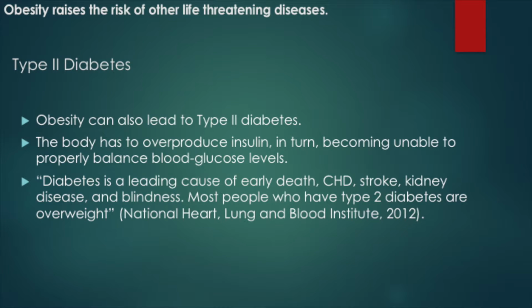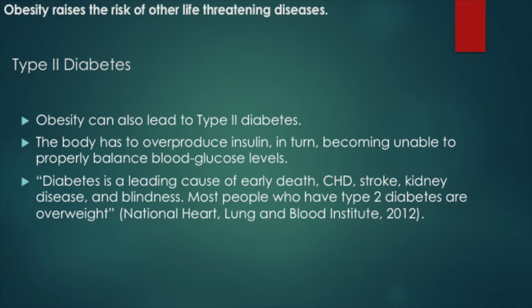Next, we'll go ahead and look at type 2 diabetes, which is also known as the contractible type of diabetes. Due to the body's excess amount of adipose tissue when obese, the body has to overproduce insulin, in turn becoming unable to properly balance blood glucose levels, which is ridiculously important to our physiological equilibrium, as you would say.